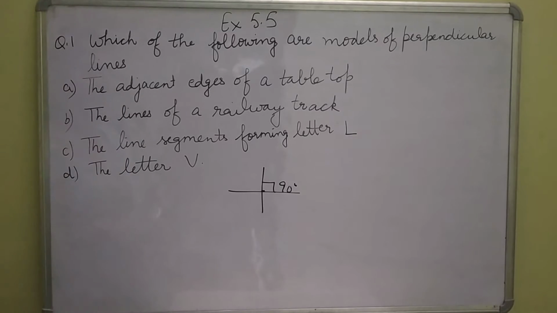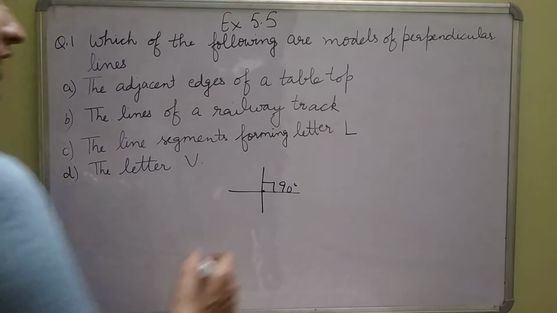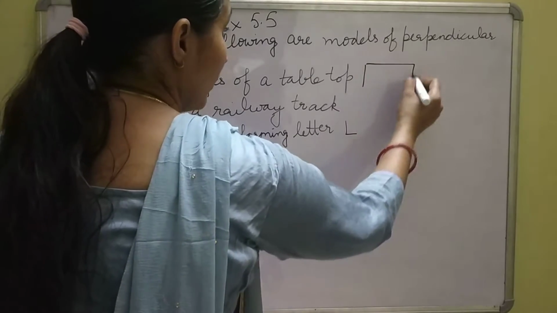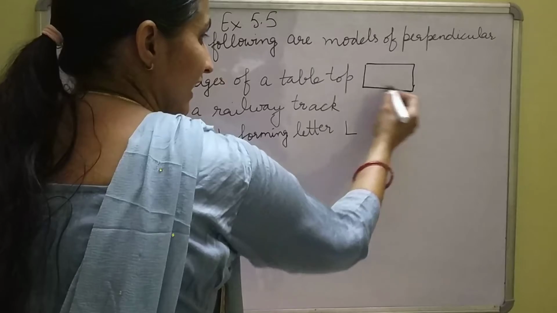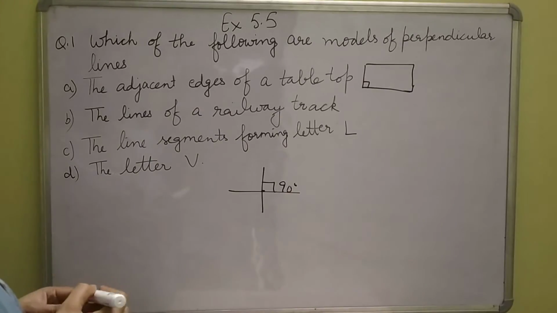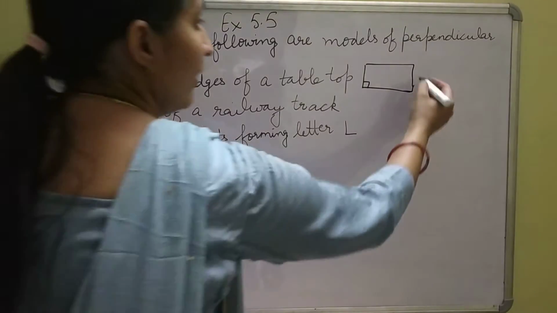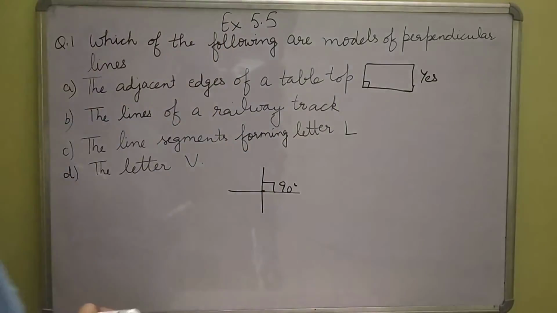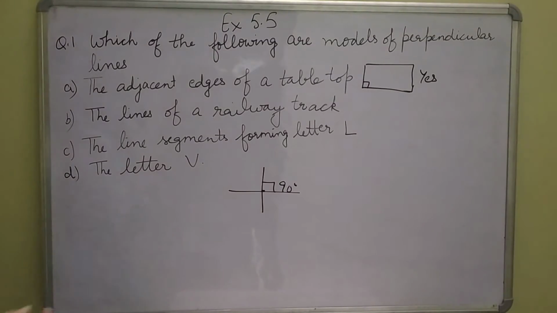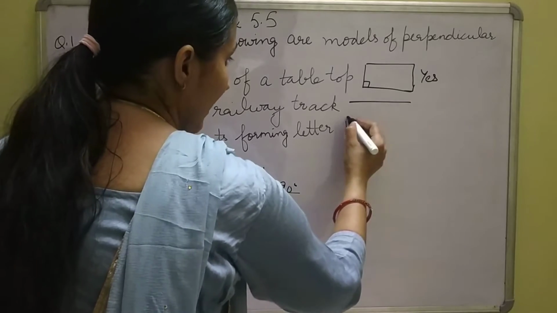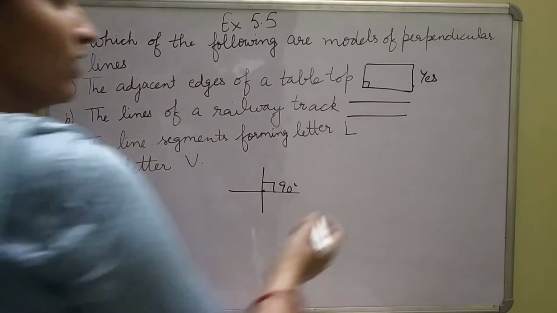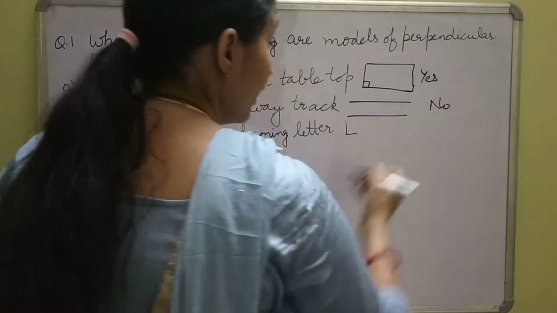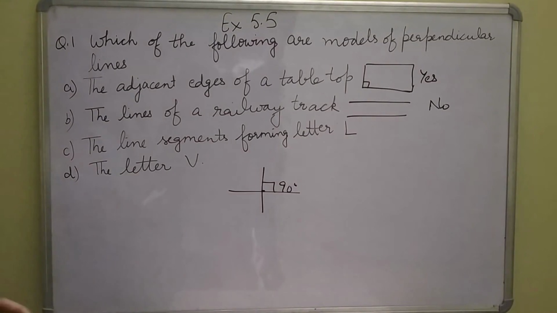Now the first part is the adjacent edges of a tabletop. Your tabletop is like this, and these are straight lines. So are these perpendicular? Yes. The second one is the lines of a railway track. A railway track is like this. They will not meet anywhere. So we will say no, because they are not perpendicular, they are parallel.